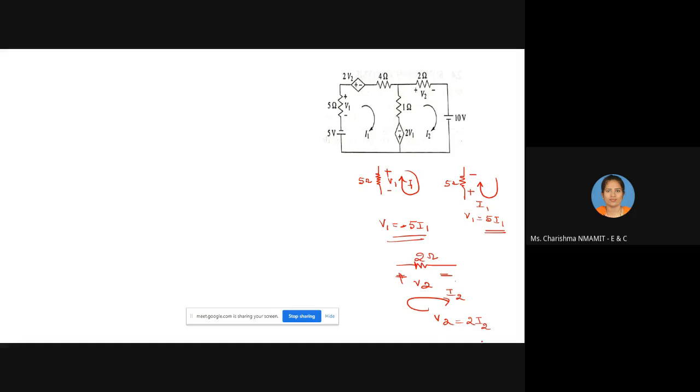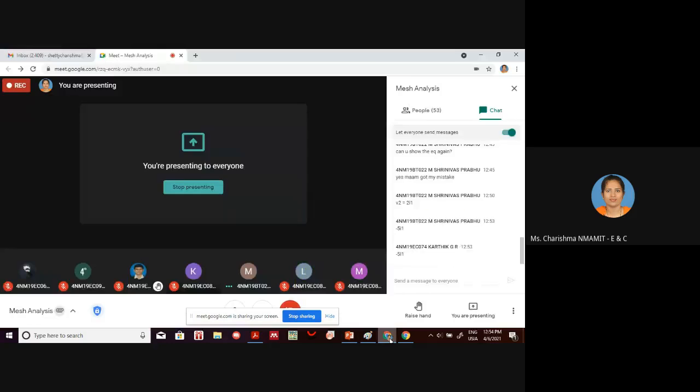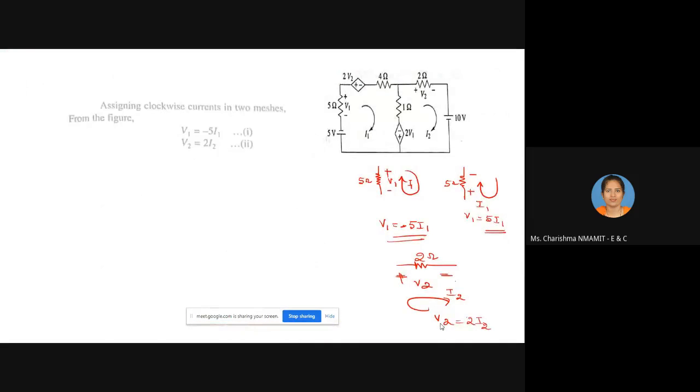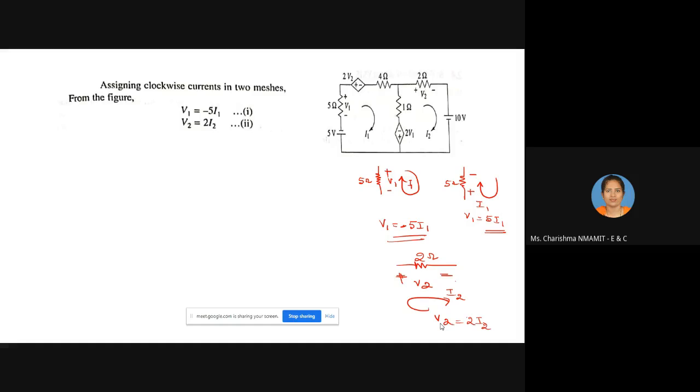See, voltage is always current into resistance. Don't write V2 equal to simply 2, or V2 equal to I2, like that. It should be a product of resistance into current, right? So any confusion in finding those V1 and V2 values? Any confusion? Okay. So V1 is minus 5I1, V2 is 2I2.